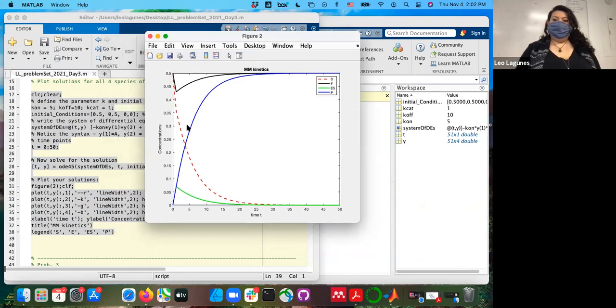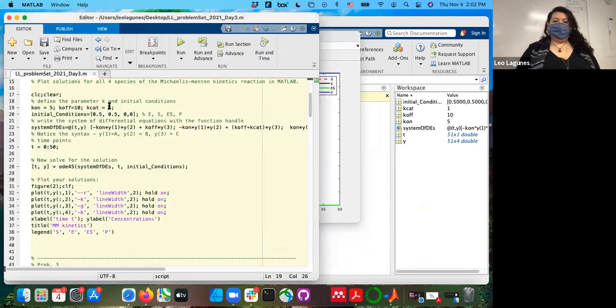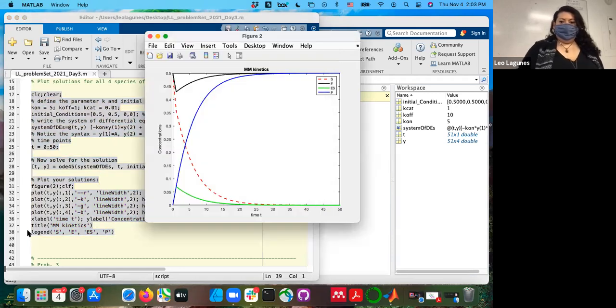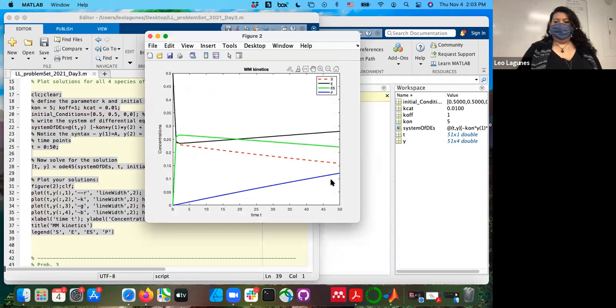So you can see that the substrate converting completely to product is still possible, even if K off is a different value. But let's look at K cat. What if K cat were to be something small? Let me change this back to 1. Now you can see there's something happening with the overall look of the product function.